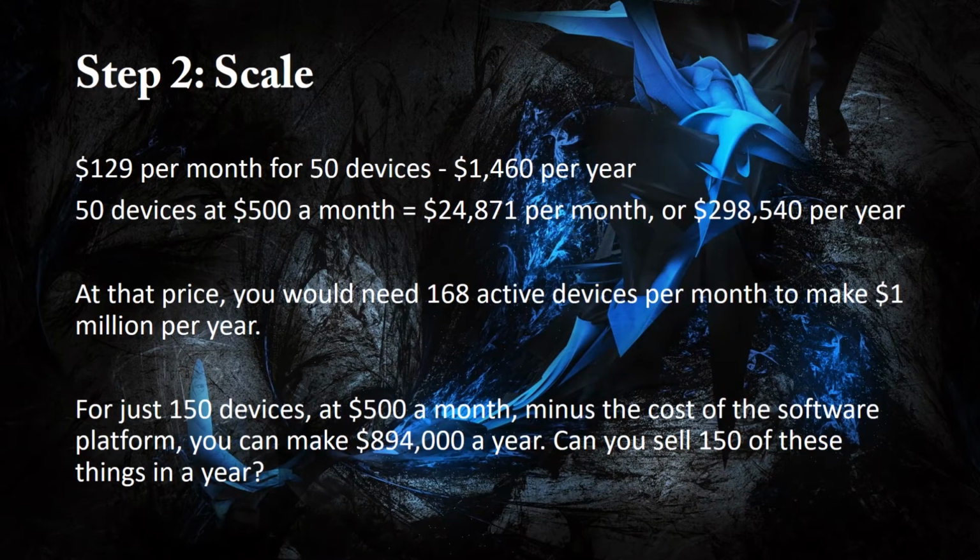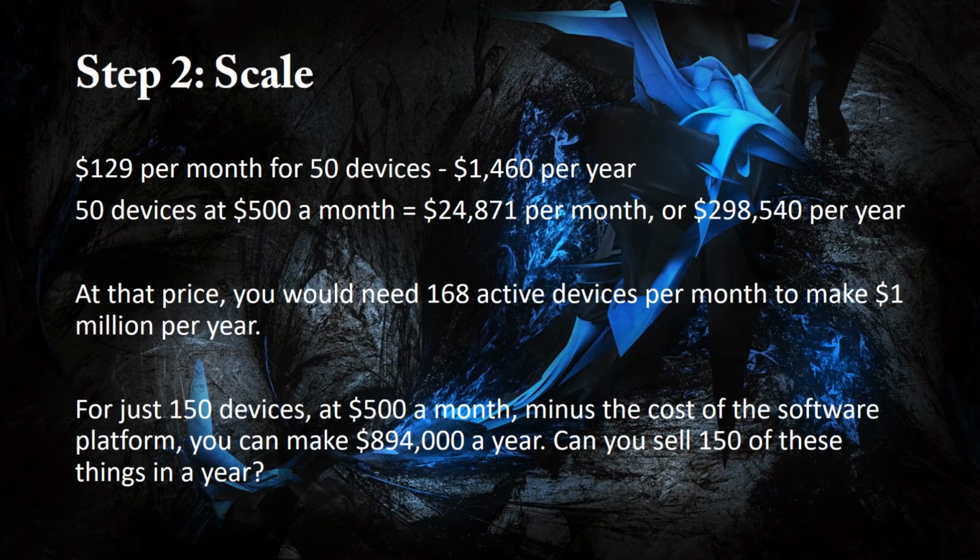So step two is scale, trying to figure out how many of these things you can actually sell and how many you actually need. So like I said, looking at it, the $129 a month for the 50 device plan will cost you $1,460 a year. Now, if you have 50 devices and you're able to sell them at $500 a month, which isn't too bad, then if you take the yearly fee and divide it up by month, you're looking at $24,871 per month, or $298,540 a year. And that's just with those 50 devices.